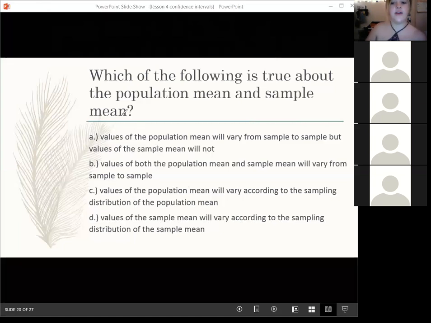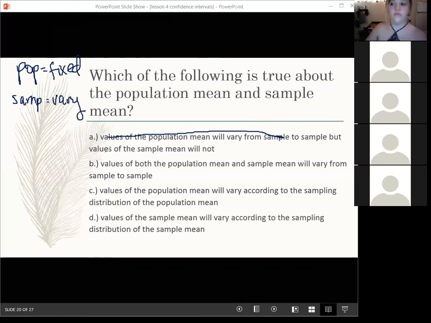A says values of the population mean will vary from sample to sample. That's already wrong. The population does not vary. Remember, our population is fixed, and our samples are going to vary. So A is not correct. B says values of both the population mean and the sample mean will vary. The population will not vary, so B is not correct.